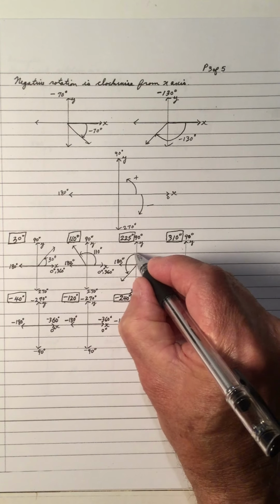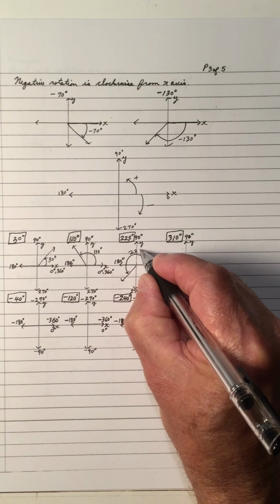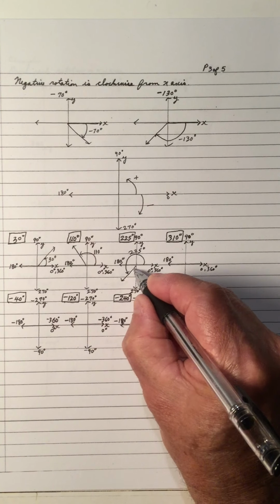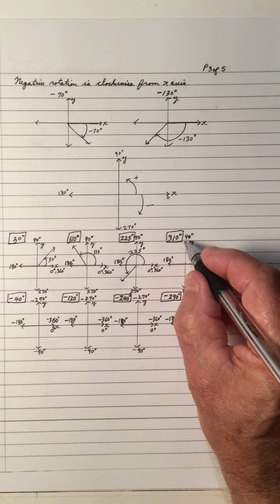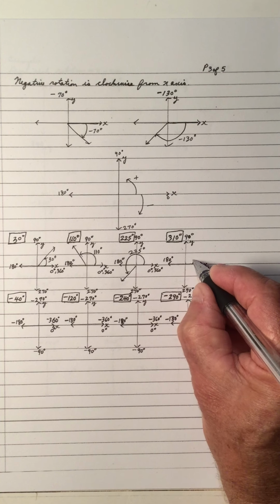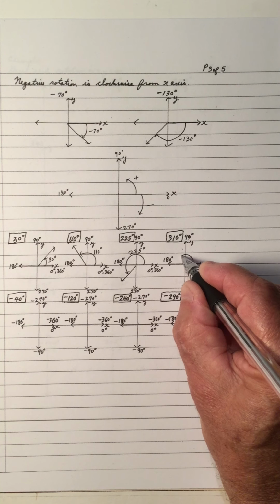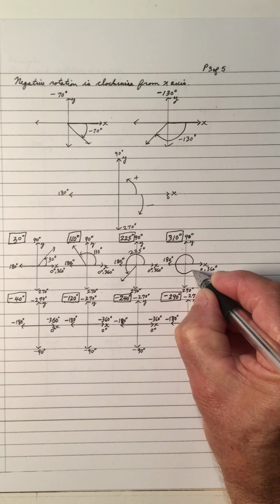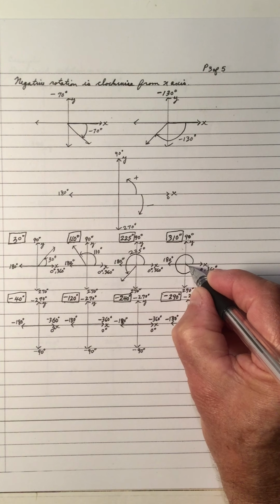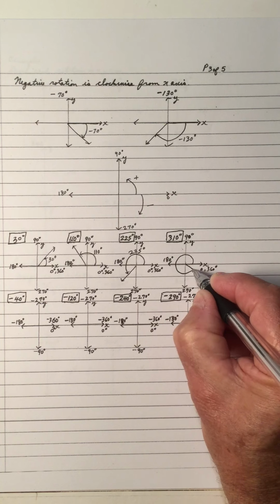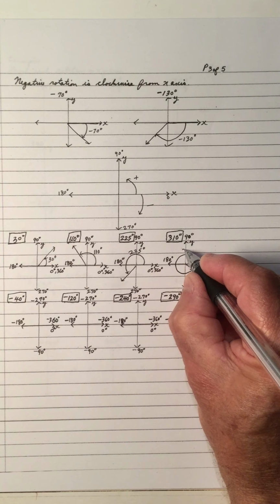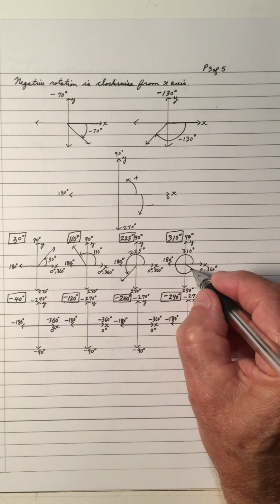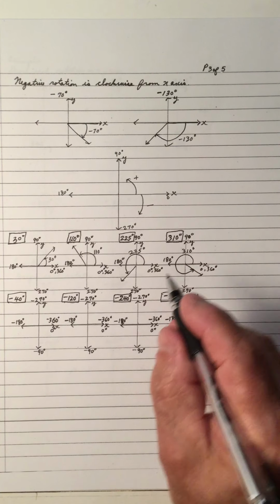So that rotation is 225. Again, don't have to be exact. And we rotate 310 degrees. 310 is 90, 180, 270, and we're in what we call the fourth quadrant. That's a 310 rotation, and we don't have to worry about the exactness.